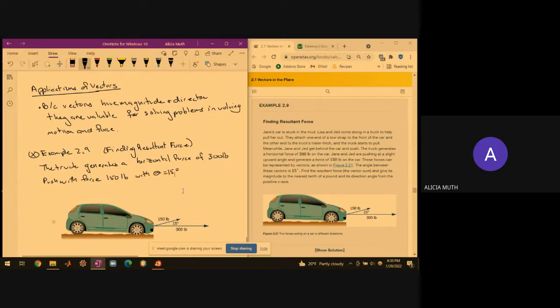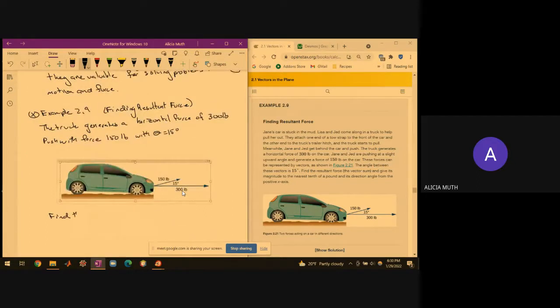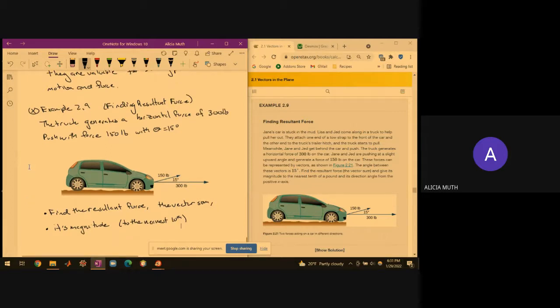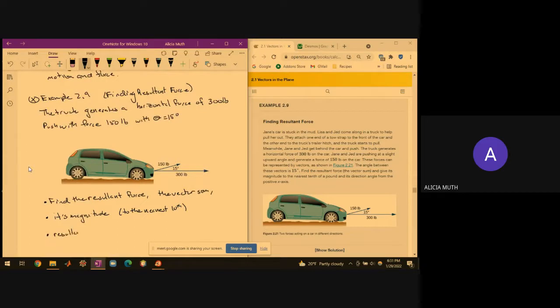All right. Find the resultant force, the vector sum, and give its magnitude to the nearest tenth of a pound, as well as its directional angle from the positive x-axis. Find the resultant force, and also its magnitude to the nearest tenth. And the direction of the angle, the resultant direction. The positive x-axis. All right. So are we given any other information?